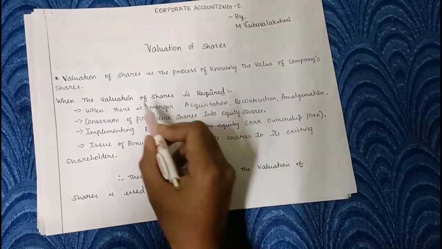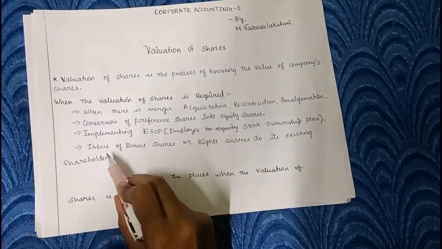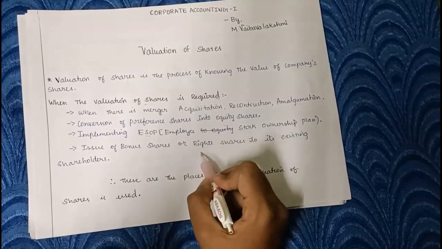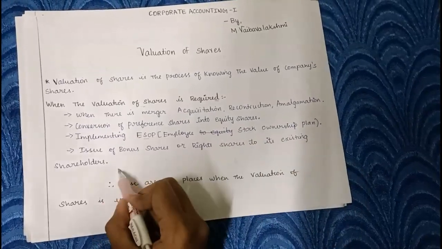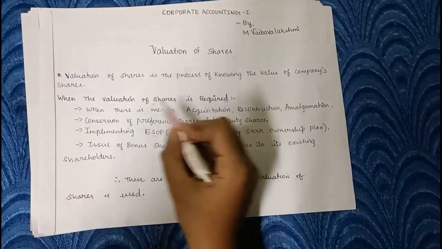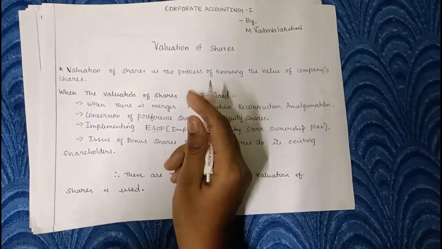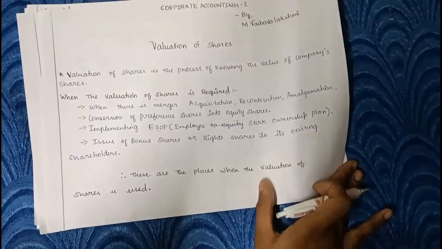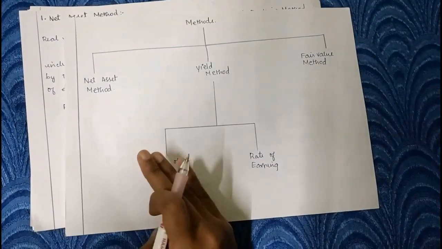இது அக்கர் ஆகிறப்ப நமக்கு வேல்யூவேஷன் ஆஃப் ஷேர்ஸ் யூஸ் பண்ணுவோம். And last one is issue of bonus shares or rights shares to its existing shareholders. இதெல்லாம் டேக் பிளேஸ் ஆனால் நம்ம வேல்யூவேஷன் ஆஃப் ஷேர்ஸ் ரெக்வயர்ட் ஆகும். இப்போ நெக்ஸ்ட் பார்த்தீங்கன்னா மெத்தட்ஸ் ஆஃப் வேல்யூவேஷன் ஆஃப் ஷேர்ஸ் என்னென்னு பார்க்க போகிறோம்.